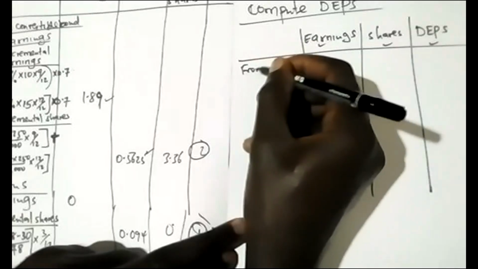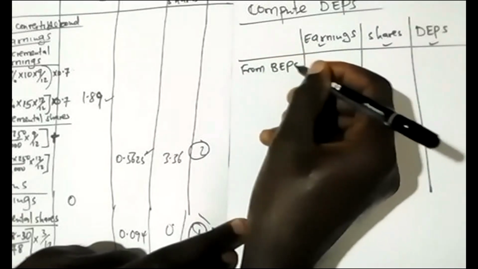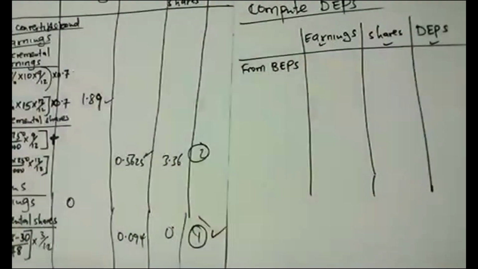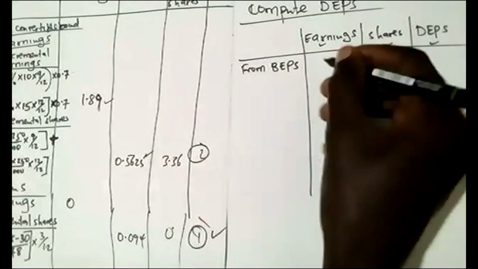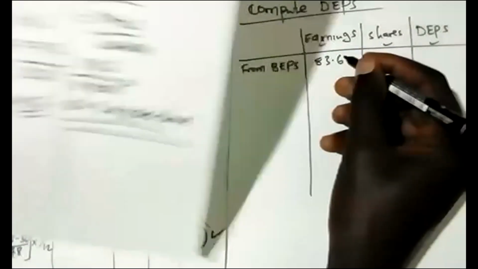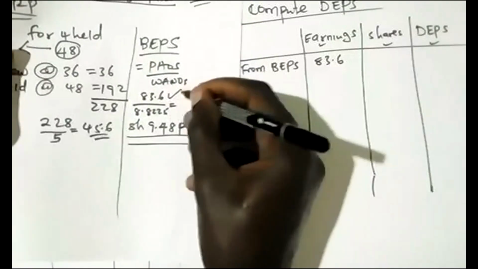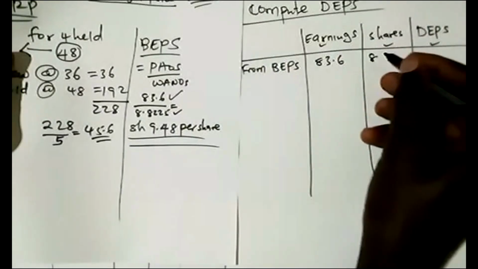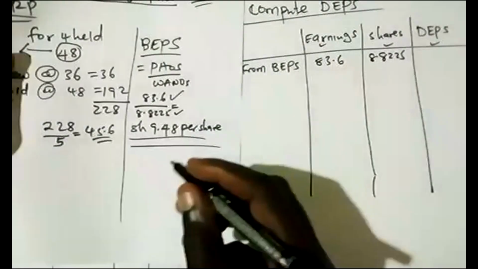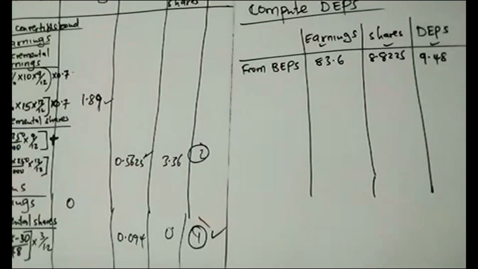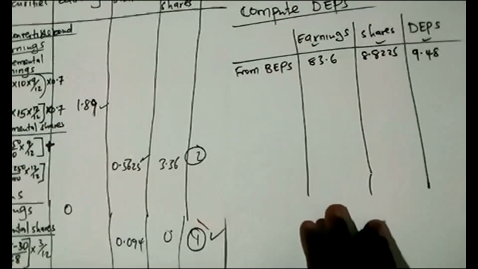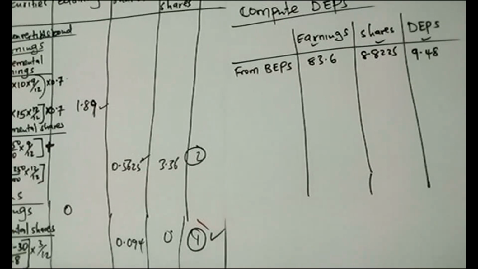So you start from what you have, from basic earnings per share. Our earnings was 83.6 and shares was 8.8225, so we were getting 9.48. That is what you copy from the first step: the earnings, the shares, and your basic EPS. Then you come here and pick the first one.